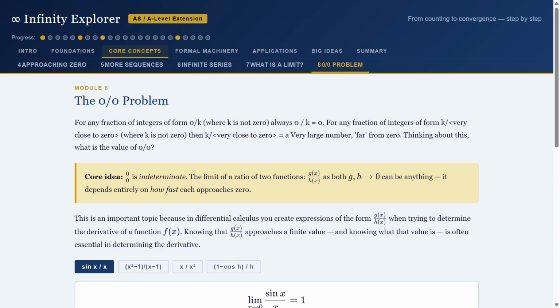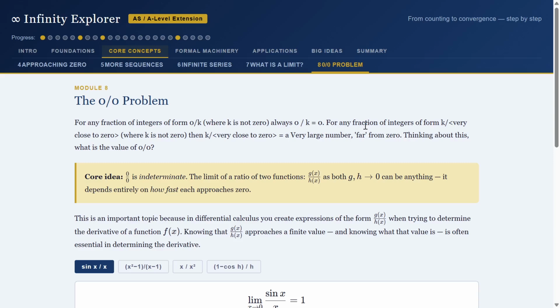Having talked about a formal definition of a limit, a very important application is to the limit that we get to if ultimately we create the expression 0 over 0. Now, why this is a problem is if we think of the fraction 0 over k, where k is not 0, that value is always 0.